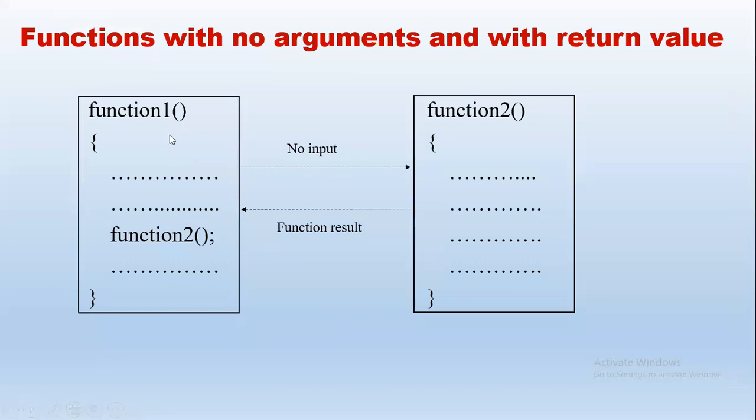This is calling function. Function 2 is called function. So it does not pass any input. So input has to be taken in function 2 itself and then it will do some computation. It has got a result. It will return that result. Okay, there is a return value. Function 2 will return a result back to function 1.